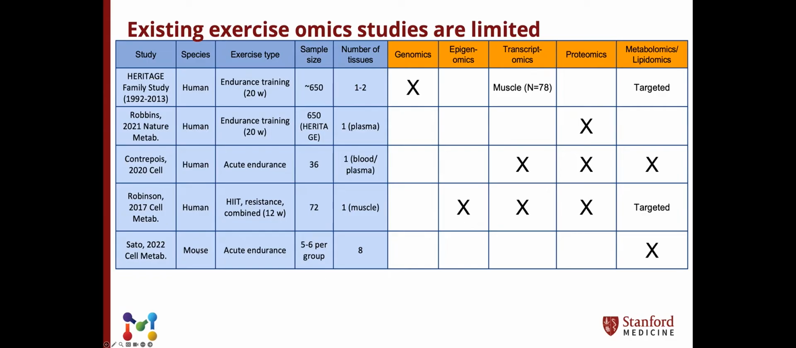And then, of course, we also have animal studies. So this is one acute endurance study that looked at 8 tissues, which is way more than most other studies, and looked at metabolomics assays.